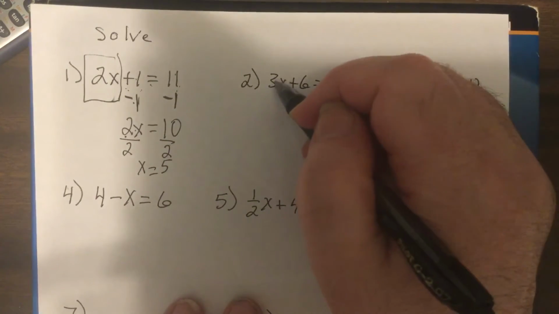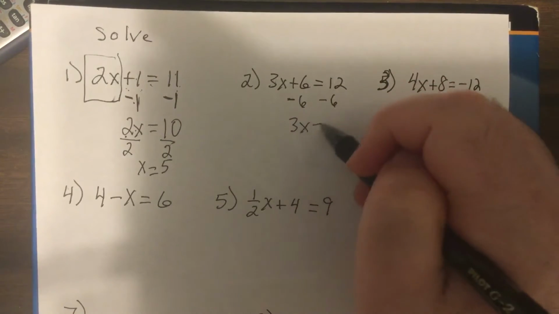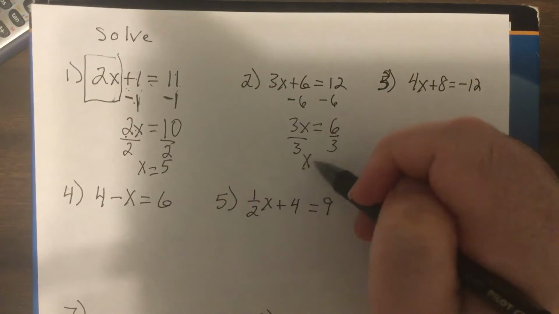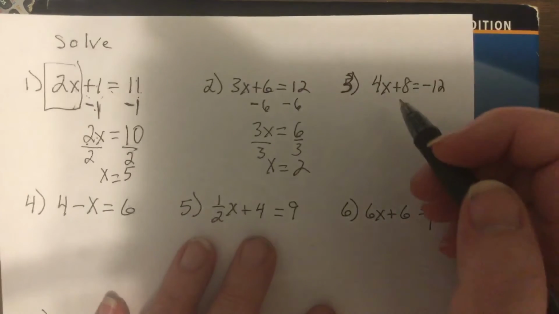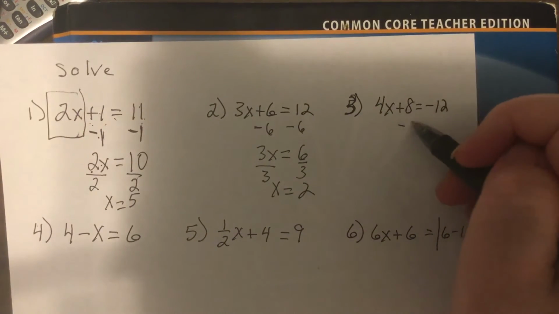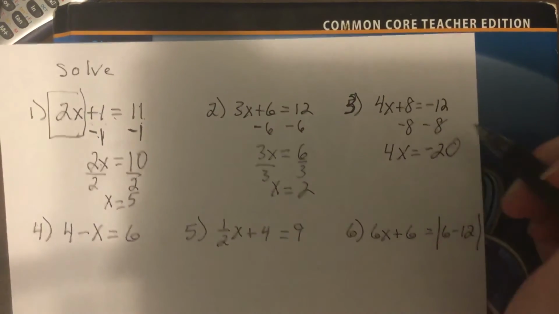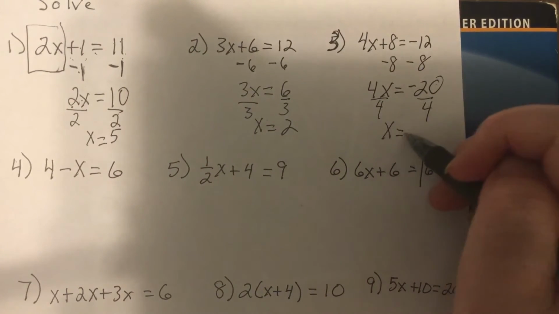So this one, I want to get the 3x by itself, so I'm going to subtract 6. So 3x equals 6. Divide by 3 to get a 1x, that'd be x equals 2. Boy, is that tricky. This one, I want to get the 4x by itself, so I'm going to subtract 8. So 4x equals negative 20. Then I'm going to divide by 4. So x equals negative 5.